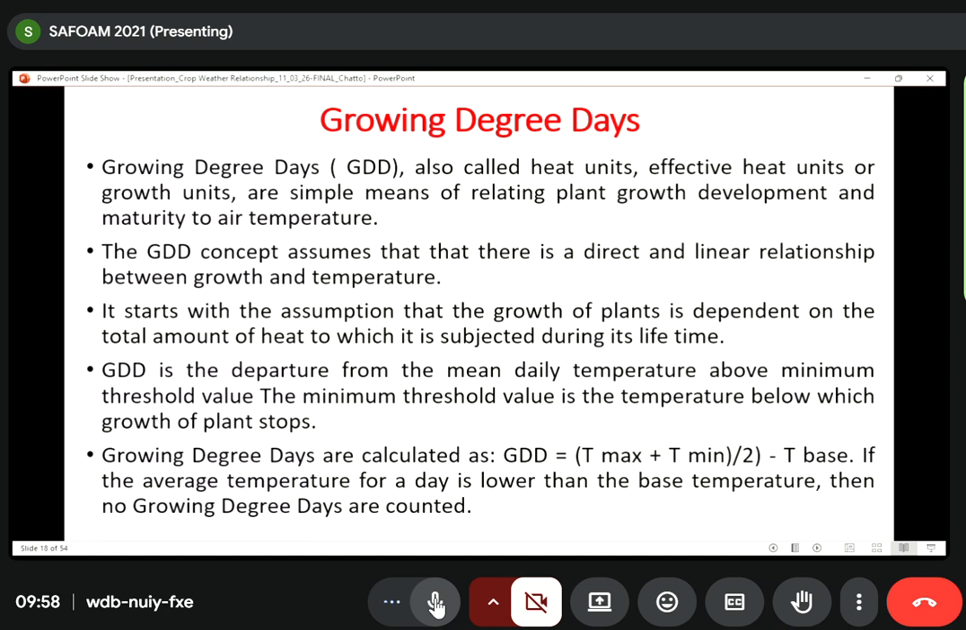Based on this, if it is below the threshold in the flowering stage, then flowering will be affected, or anthesis will be affected, or grain formation. This is one of the very important parameters by which we can understand how the different stages of the crop are influenced, and what the ultimate yield of the crop would be.